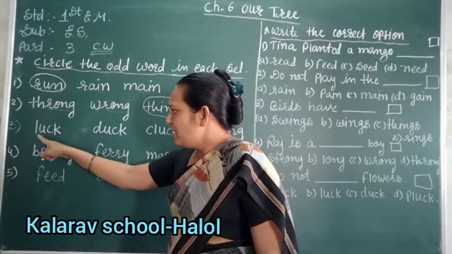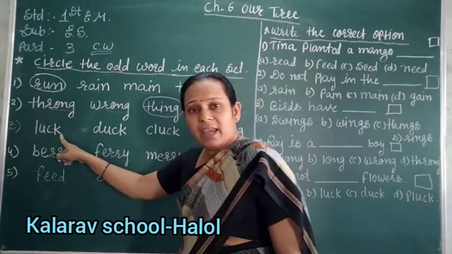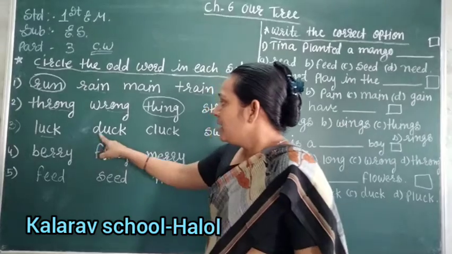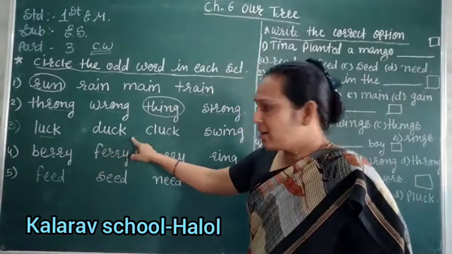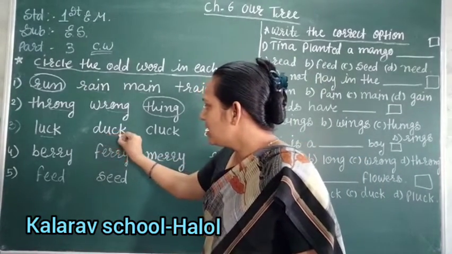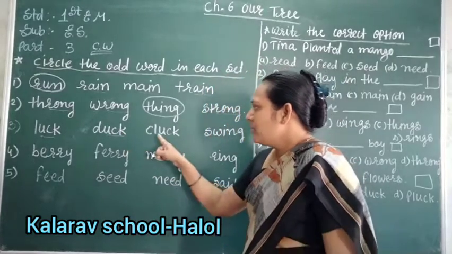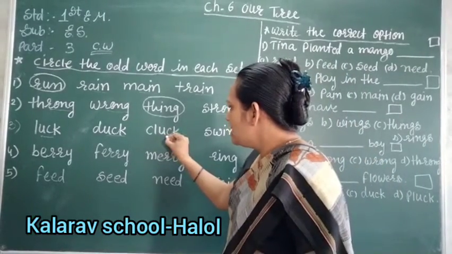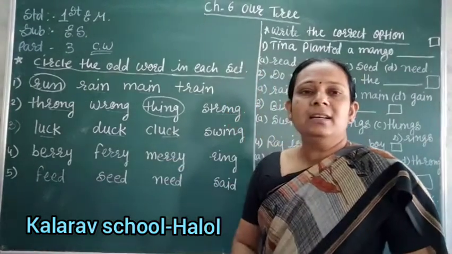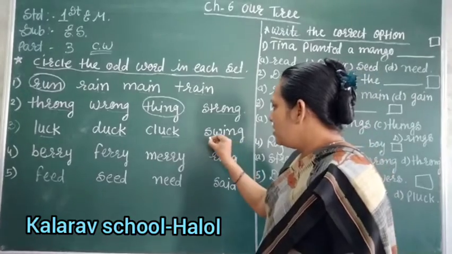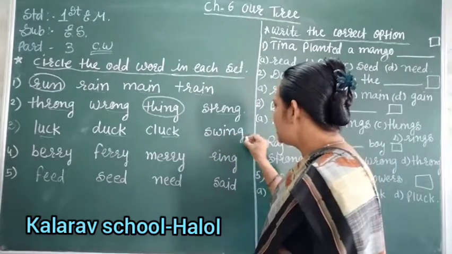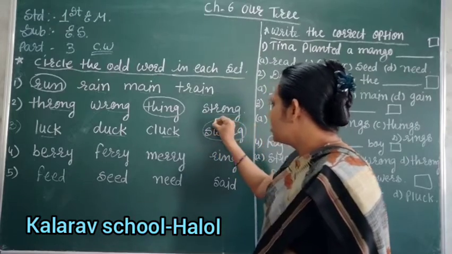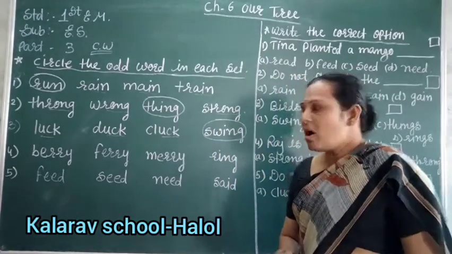Now third number, L-U-C-K, luck. U-C-K. D-U-C-K, duck. That means U-C-K comes again. Look here, C-L-U-C-K. Then U, C, K is the same. And S, W, I, N, G, swing. Swing is the odd one. So we have to circle the odd one, right?